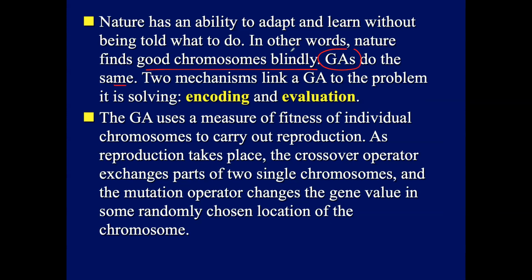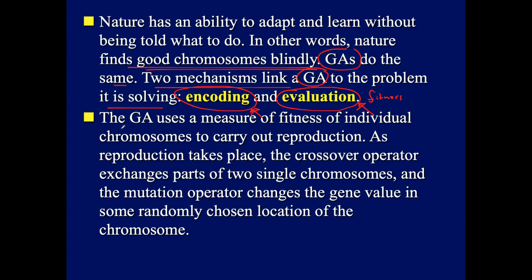So to be able to find good chromosomes and utilize them, there are two mechanisms that link a genetic algorithm to the problem it is solving. The first is that of encoding. The second is that of evaluation. So before you talk of using a genetic algorithm, you must find an encoding for your problem or for your context. And once you have found an encoding, then whatever you represent using that encoding, you can figure out how to evaluate it, because in nature, in evolution, the concept of fitness is important. Evaluation is mainly aimed at finding fit solutions.